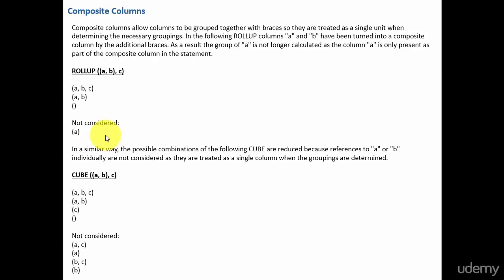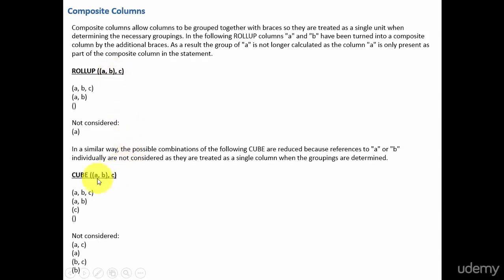Here you see roll up of, instead of mentioning a comma b comma c, what did we do? In the brackets a comma b and then comma c. That means this a comma b is one group and this c is one group. Whenever it is calculating the subtotals, it will calculate the subtotals for A, B, C, A comma B and the net total. It will not consider just A. Why? Because A and B are together. They are not individual columns.